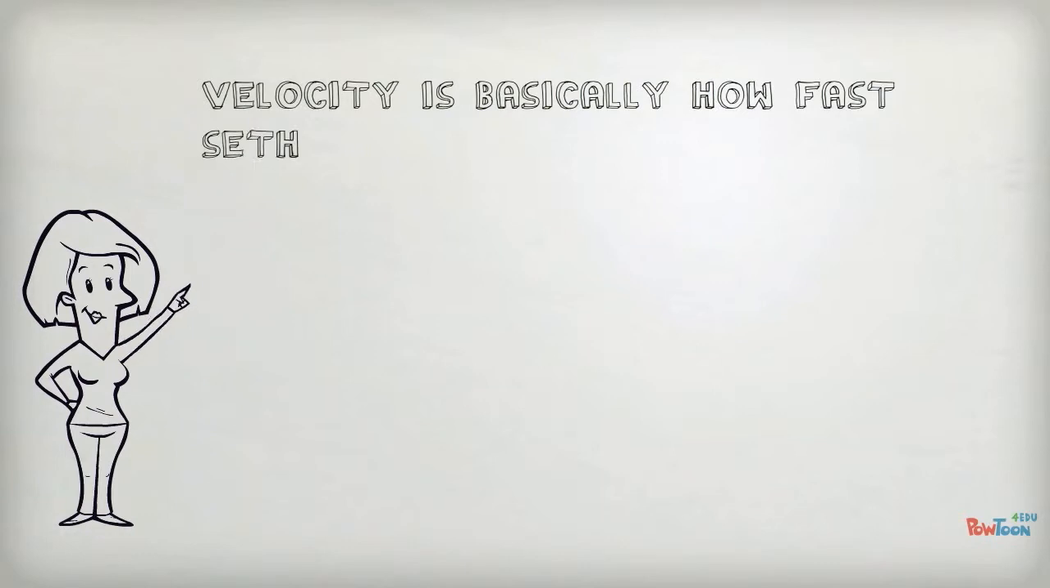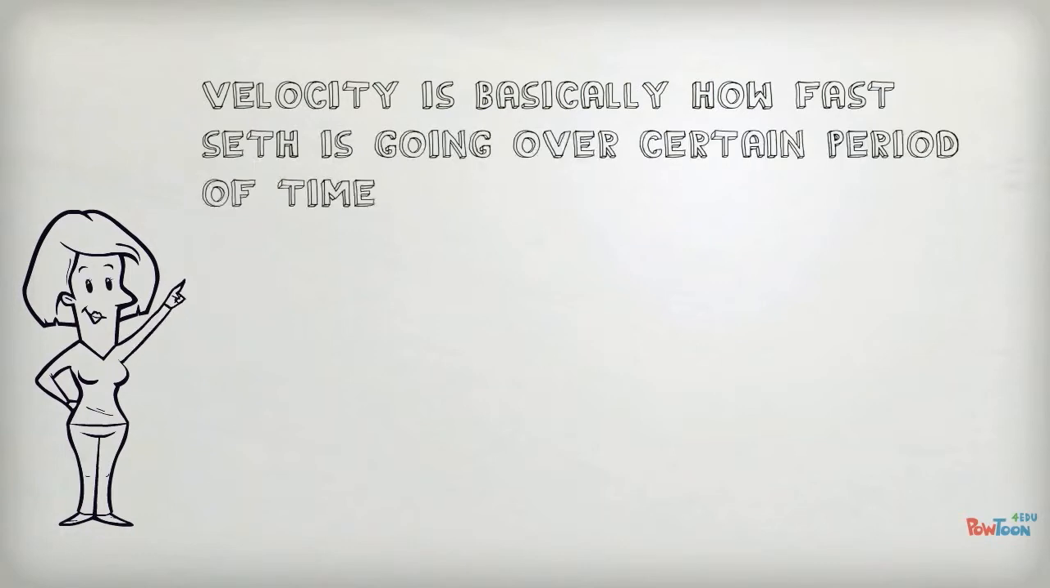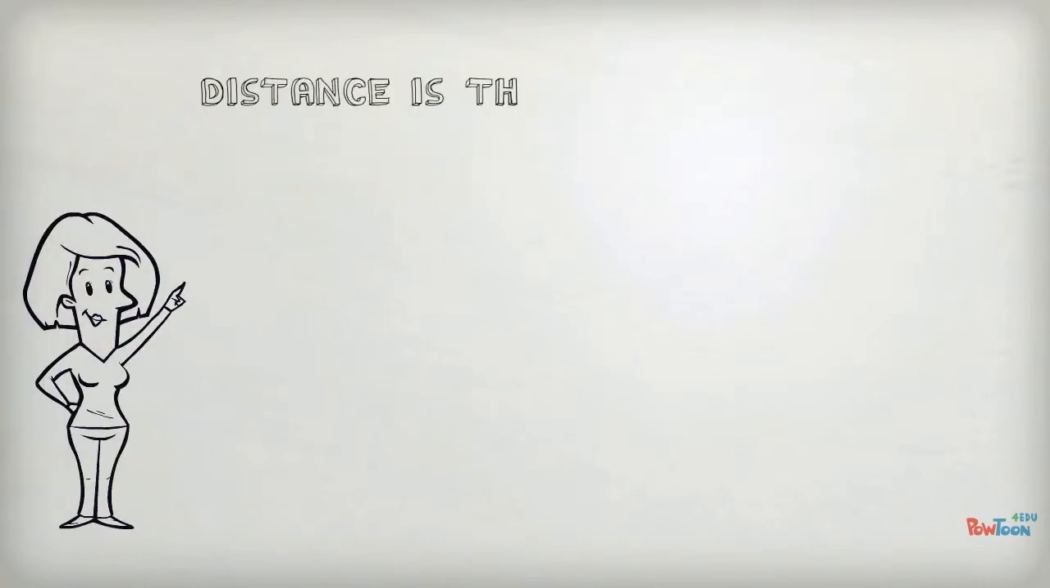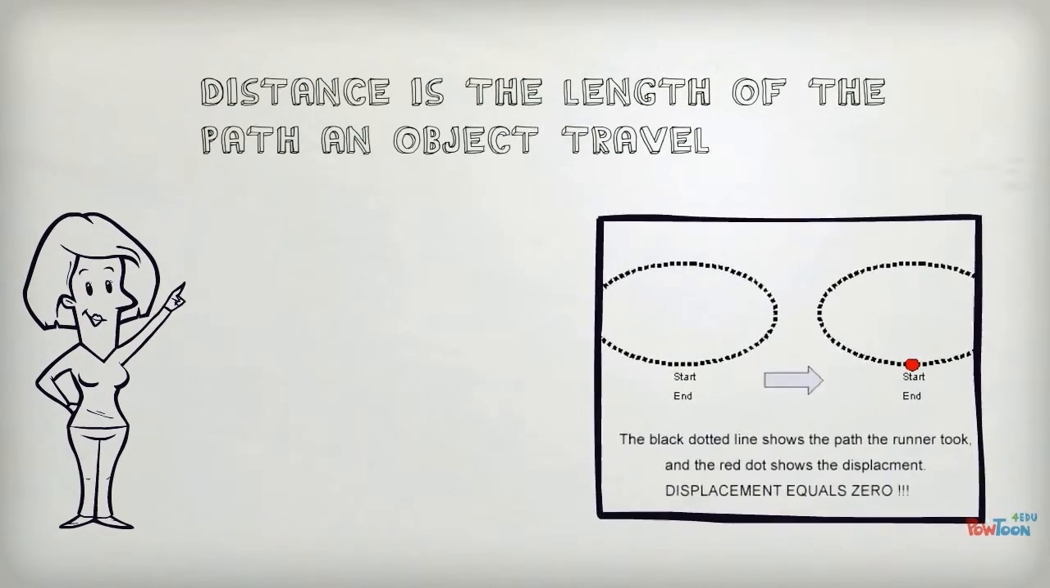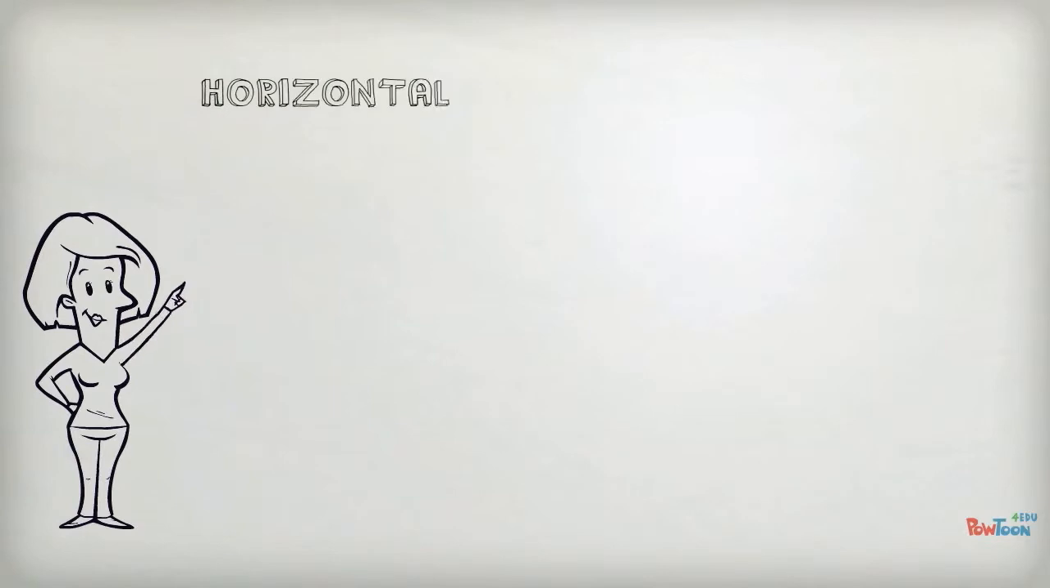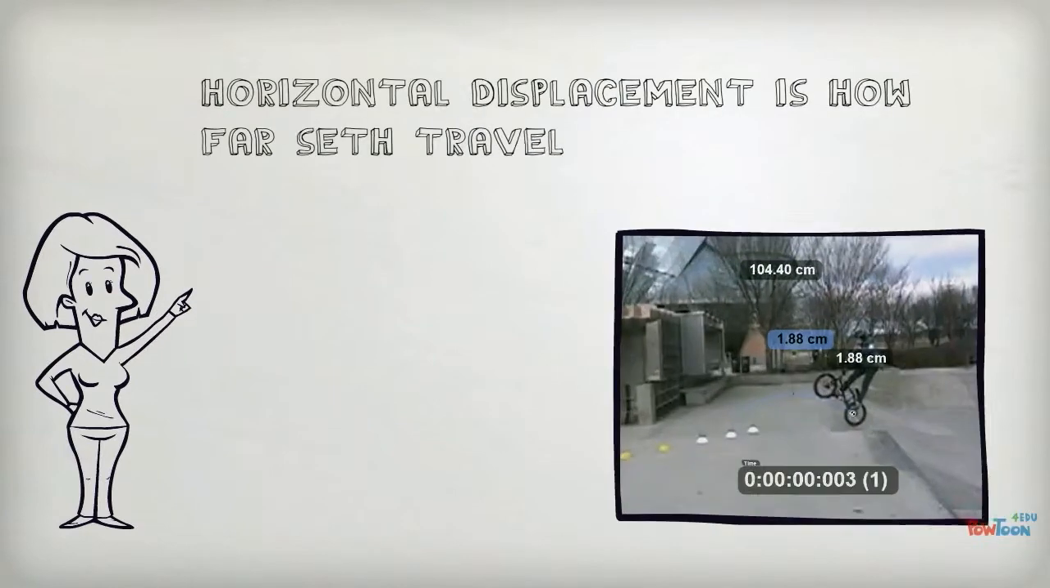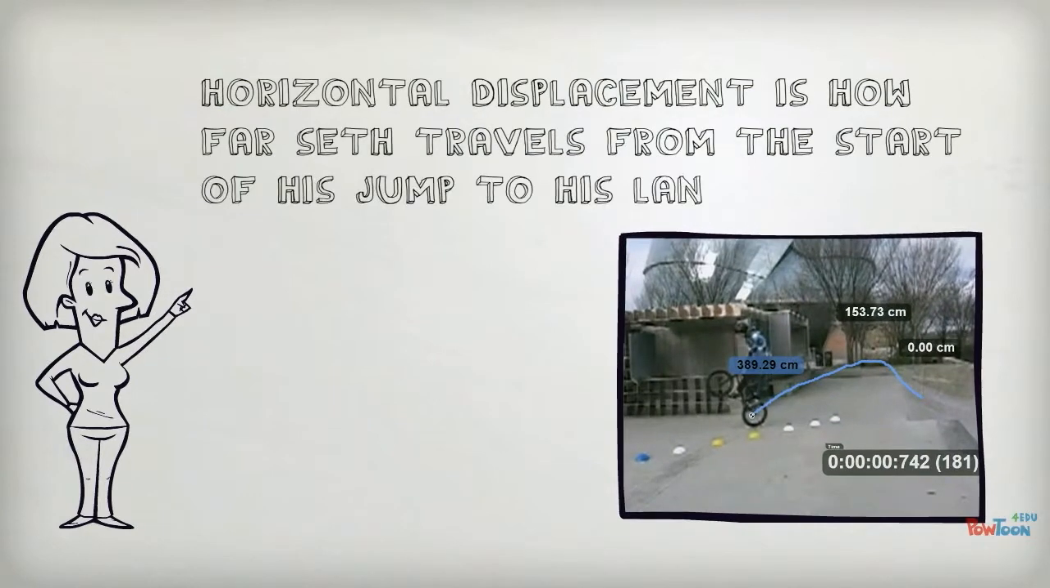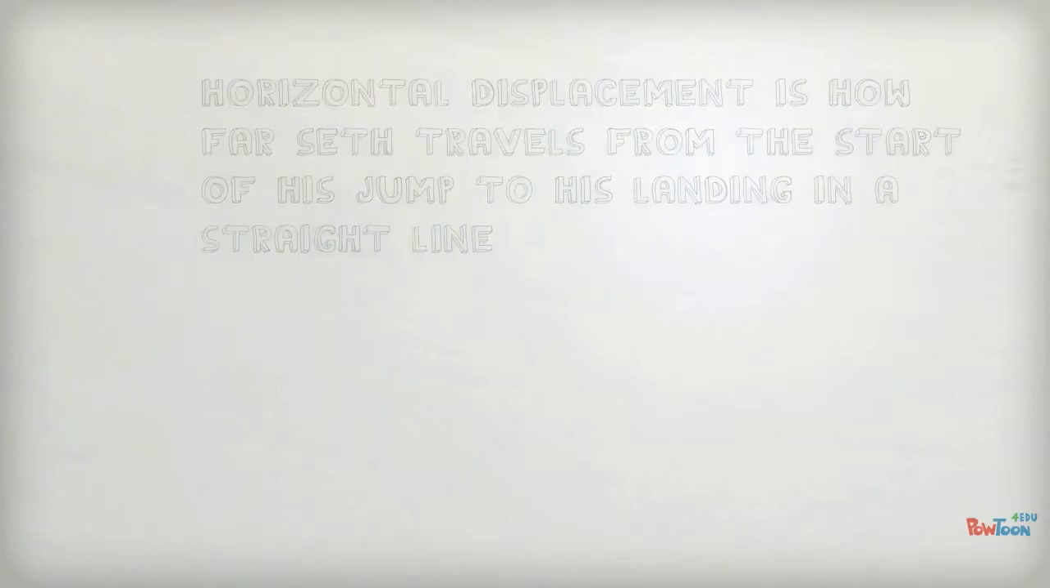Velocity is basically how fast Seth is going, the direction he is traveling in, and for how long. Distance traveled is defined as the measure of length of the path of an object from its starting position to its end position. Horizontal displacement is how far he travels from the start of his jump to his landing. In our case, the distance traveled and the displacement are the same.